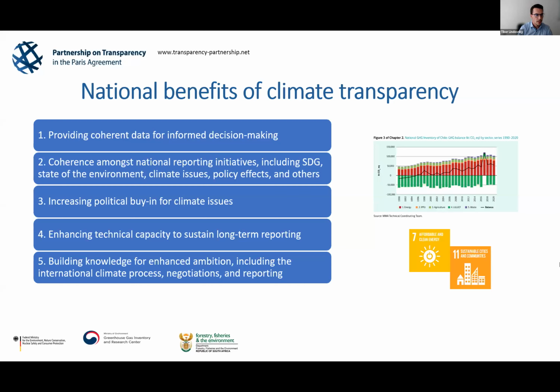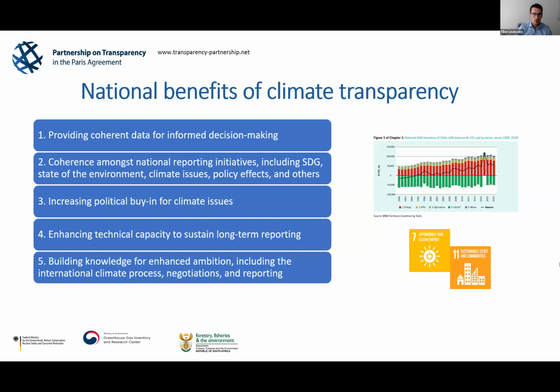Thirdly, the third section is related to increasing political buy-in for climate issues. And here, of course, the need for implementing the nationally determined contributions efficiently in order to achieve the long-term goals of the Paris Agreement requires very significant political commitment and leadership.